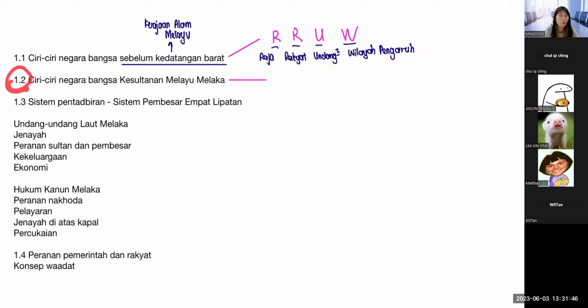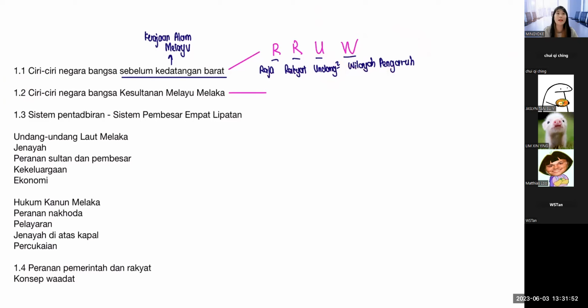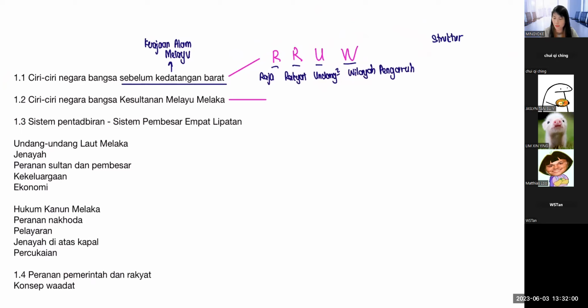Okay? Then 1.2, what you need to remember? Guys, how do you study for your exam? Very simple. When you go for your exam, you got structure questions and essay questions, right? For a structure question, the maximum marks for 1 question is 4. For an essay question, the maximum marks for 1 question is 8. So for structure, you remember a maximum 4-point answer. For essay, you remember a maximum 8-point answer.